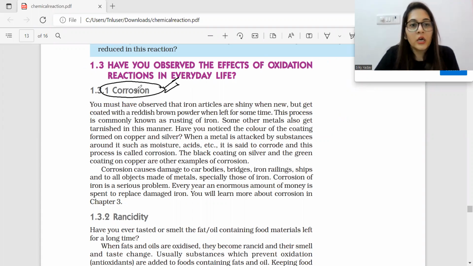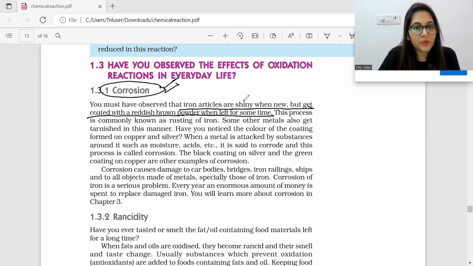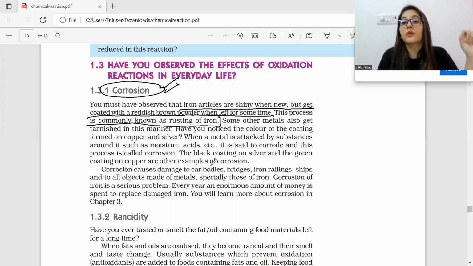Okay, so we have observed that iron articles are shiny when new, but get corroded with a reddish brown powder when left for some time. This process is known as rusting. See, they're specially mentioning iron when they say rusting, and for other metals we will be using corrosion.